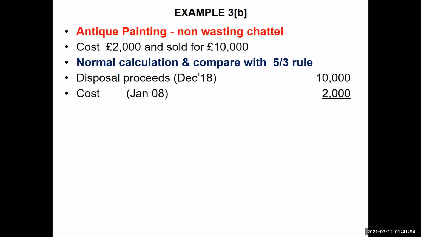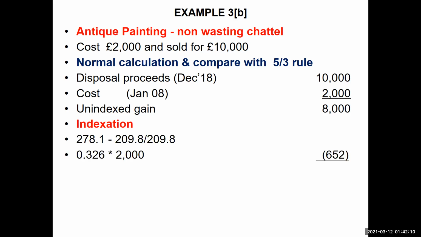Any qualifying assets, any charges to disposal or cost to disposal, there's none. So we subtract our cost of the assets and we get 8,000 unindexed gain. We find the indexation as usual. We know the formula. The figures have been given. So against the cost, there are no other allowable expenditures, so just the cost. 652 subtracted from the unindexed gain, and we get 7,348. But then we do the 5-3 rule.